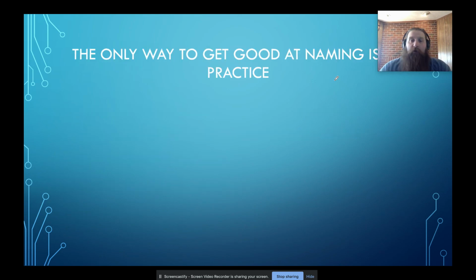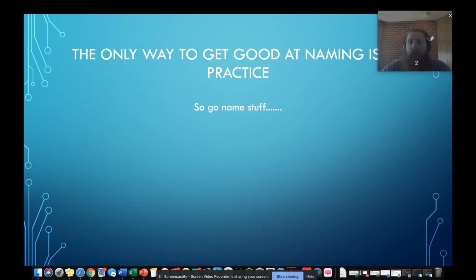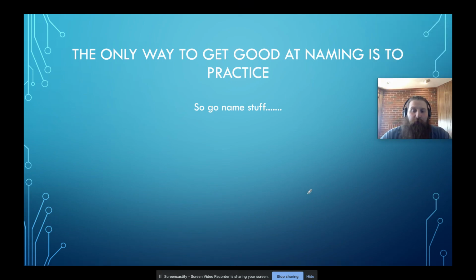Now, the only way to get good at this stuff is to practice. So go name stuff. There's lots of stuff for you guys to name. There are plenty of things in the book if you need a couple extra things to practice. If you have questions, please ask. I'm here to help you guys. So that's it for polyatomic ions and Brinkelhoff.